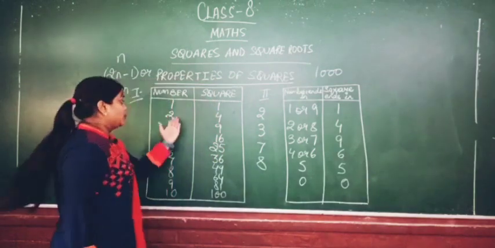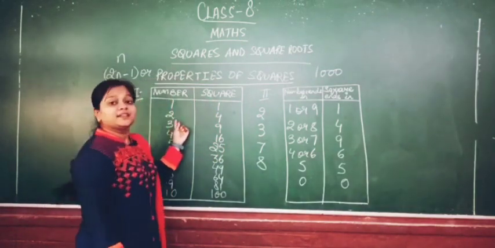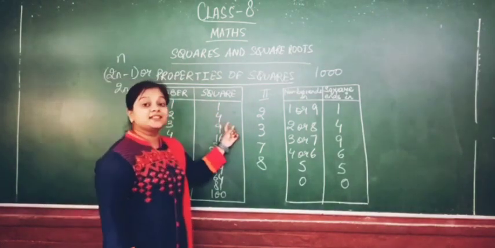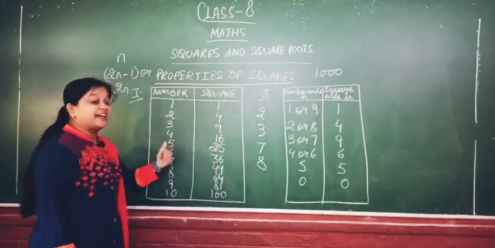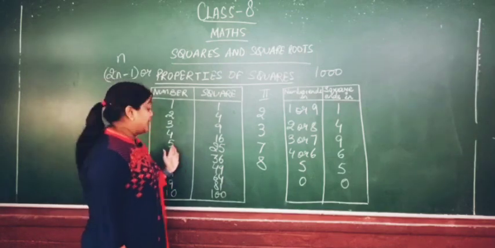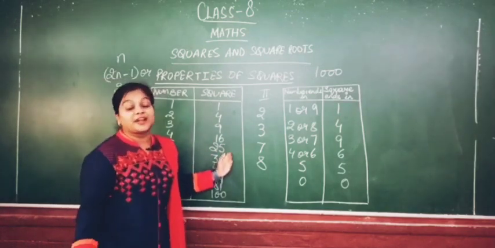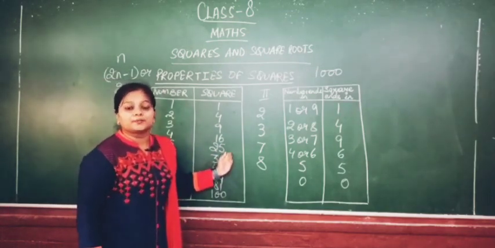For example, we take 2. 2 is an even number and its square is 4. 4 is also an even number. We take 5. 5 is an odd number and its square is 25, and 25 is also an odd number.